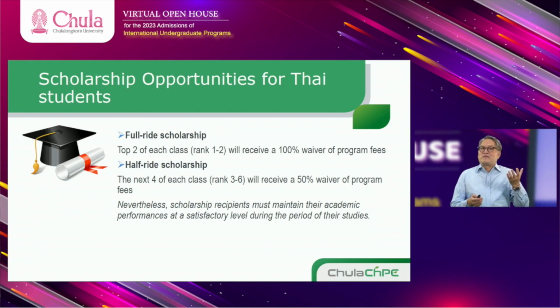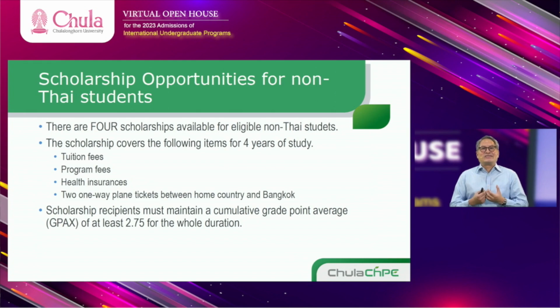But we also have scholarships for non-Thai students. If you're not Thai and want to apply for our scholarship, there are 4 scholarships available each year. The scholarship is for 4 years of study and covers the tuition fees, the program fees, health insurance, and two one-way plane tickets between your home country and Bangkok. The requirement is that scholarship recipients must maintain a GPAX of at least 2.75 for the whole duration of their study.